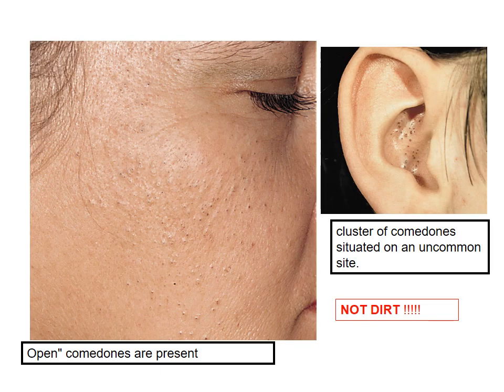Okay, now we're going to take a tour of pictures of different grades of acne. Here the open comedones, the blackheads, are the dominant feature, as you see. By the way, these black comedones in the external ear are not dirt, they are just black comedones. Open comedones or blackheads.